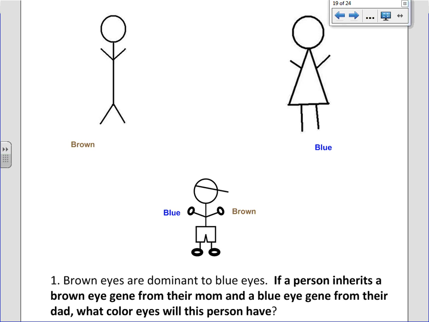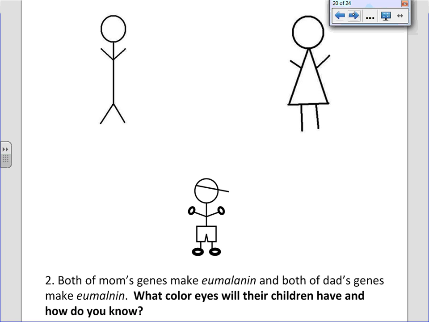Let's take a look at the next question, number 2. Now this one is a similar question, just phrased differently. Instead of saying brown or blue, we're talking about the actual protein that the genes are coding for. In this case, the question is, both of mom's genes make eumelanin, and both of dad's genes make eumelanin. What color eyes will those children have, and how do you know?